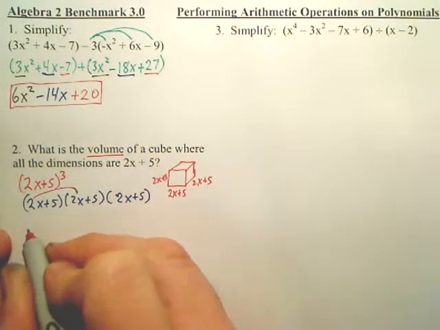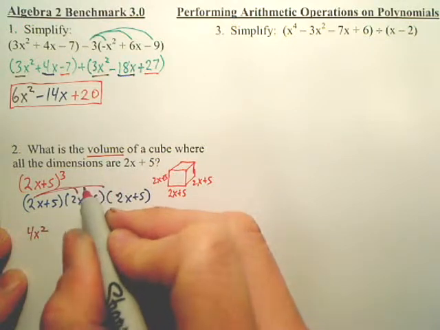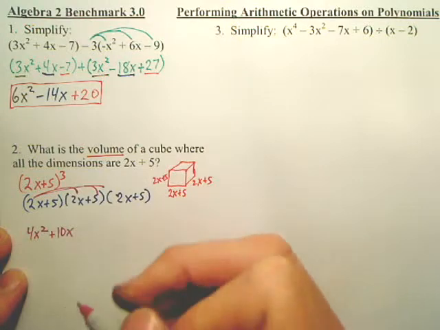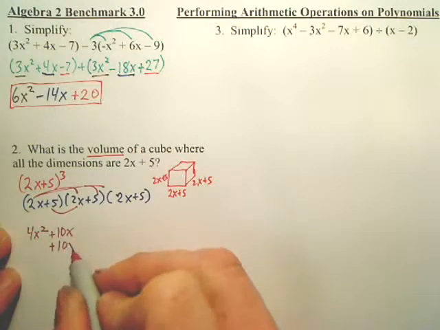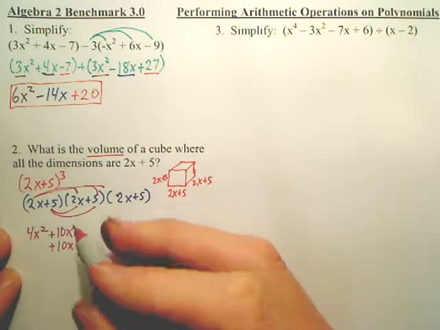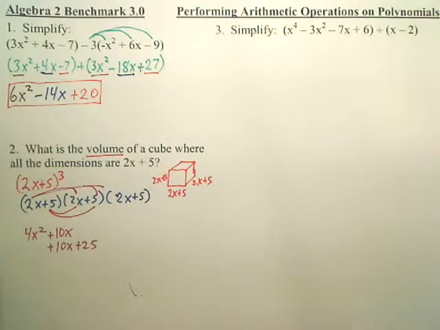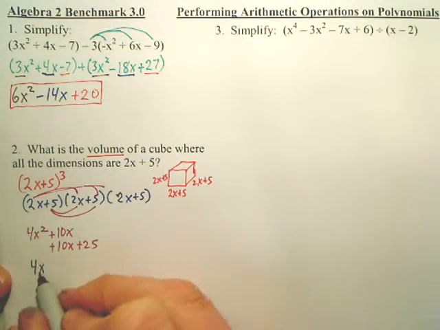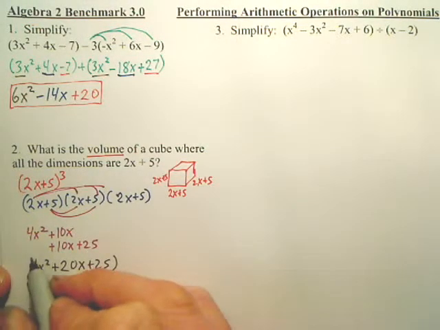So 2x times 2x is 4x squared. 2x times 5 is 10x. 5 times 2x is another 10x. I'm going to put it underneath this just to kind of group it. And then 5 times 5 is 25. Nothing to combine with. So when you combine all that for the first piece, you get 4x squared plus 20x plus 25.